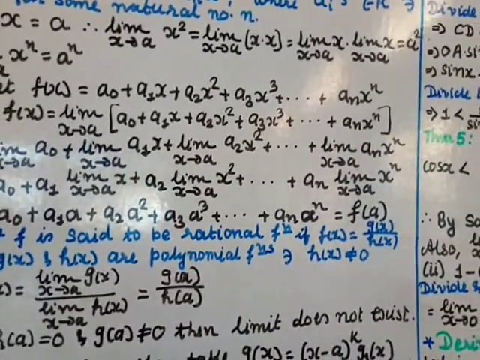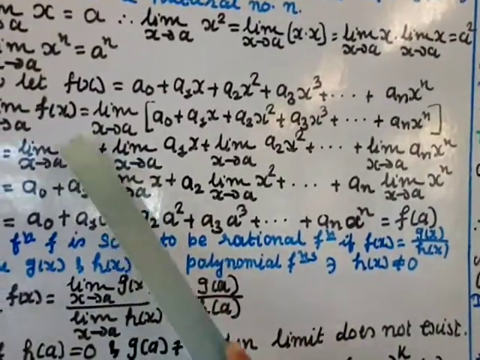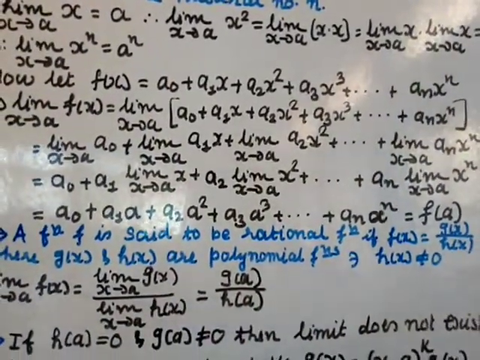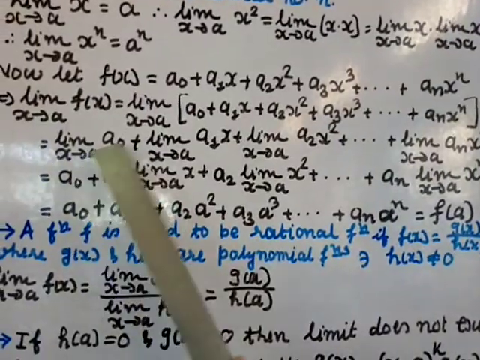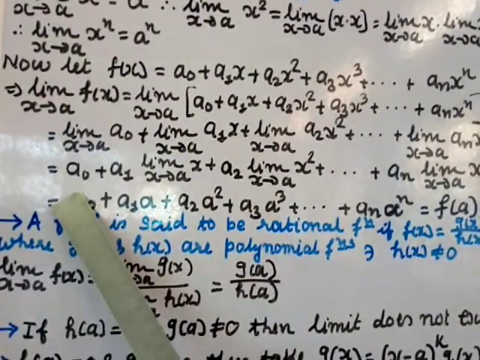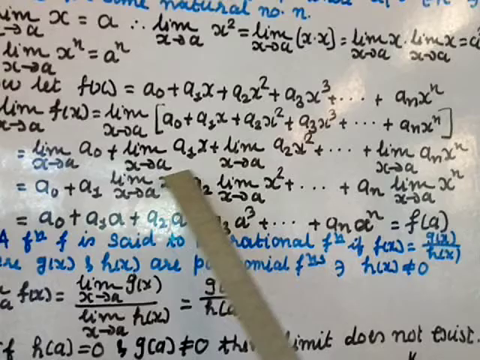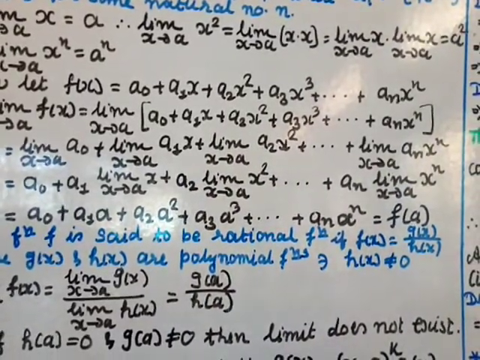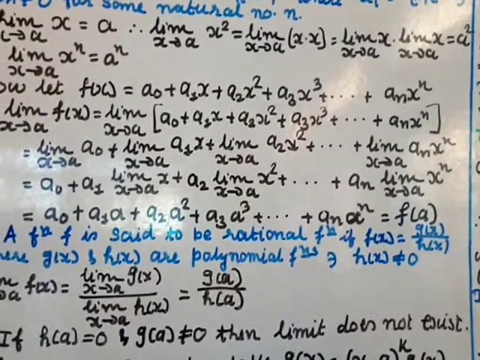Now here there is no x at all, right? So there is no x to put the value x equal to a. That means the limit of this will be a0. And here a1, a2, a3 up to an, these all are constants. If they are constants, you can just take them out of the limit.